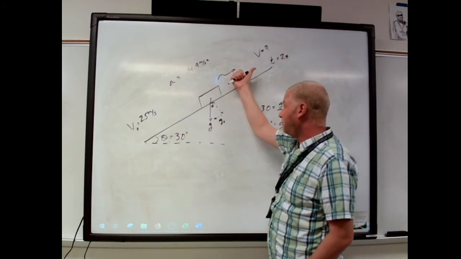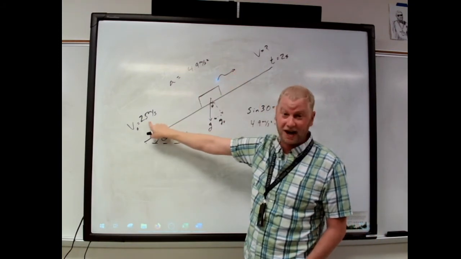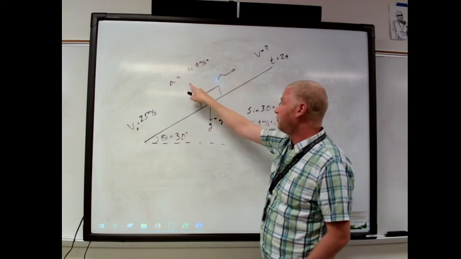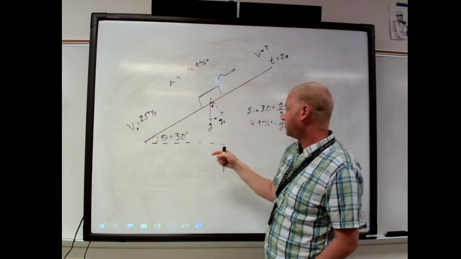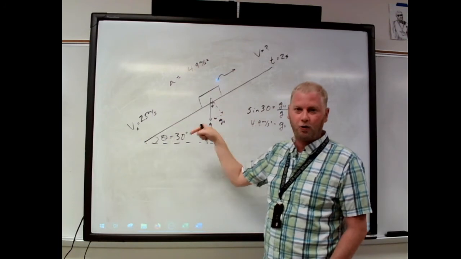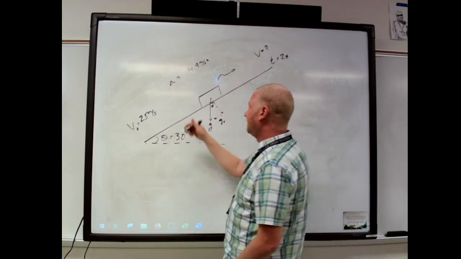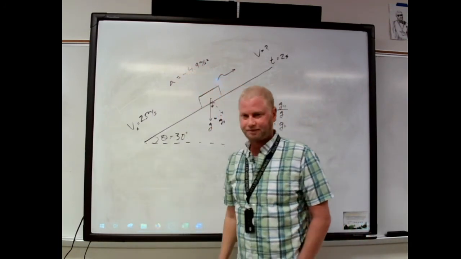So if we're considering uphill our positive direction, which is why V naught is a positive 25, we've got to consider the direction of the acceleration. Well, g parallel is always going downhill, right? So we would have to pop a negative in there.